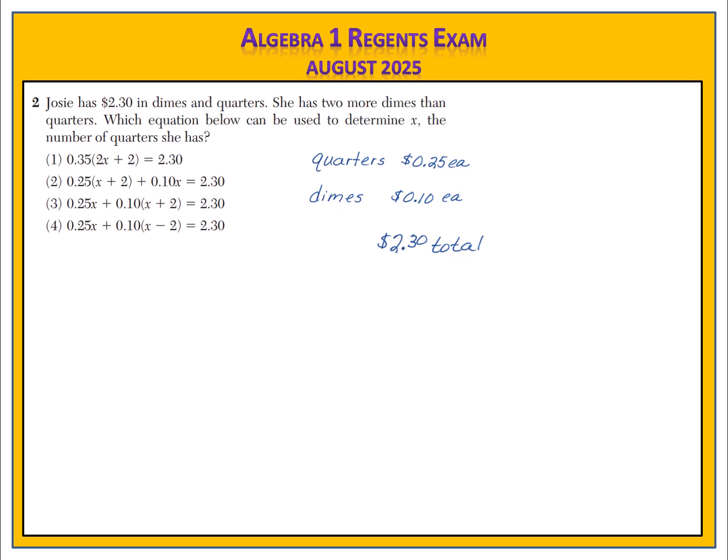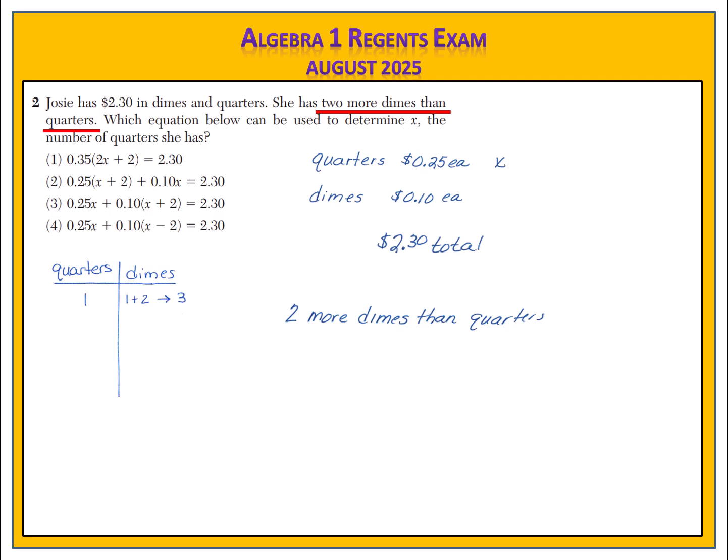Now we need to assign variables to represent quarters and dimes. The problem tells us that x represents the number of quarters. Now we need to find an expression to represent the number of dimes. She has 2 more dimes than quarters. We need to put this together in order to come up with some sort of an expression. Sometimes this can be difficult, and if it is, you can always make a table to try to piece things together. Suppose she has 1 quarter. Well, she has 2 more dimes than she has quarters. So 1 quarter, 2 more would give her 3 dimes.